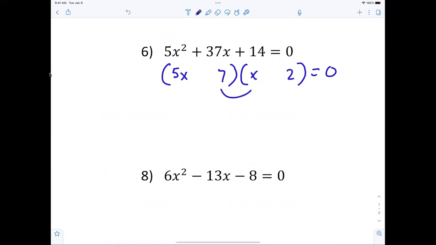Remember, we're looking, that's 7 and that's 10. So that's not going to be 37. So then we're just going to go ahead and switch this out and put the 7 over here. We're going to put the 2 over here. And now we recognize this right here is 35 and this is 2.